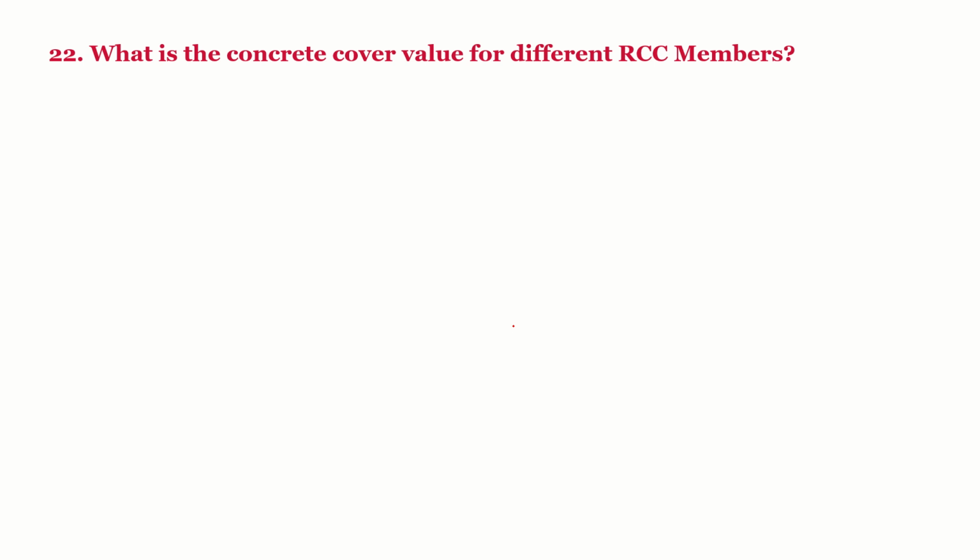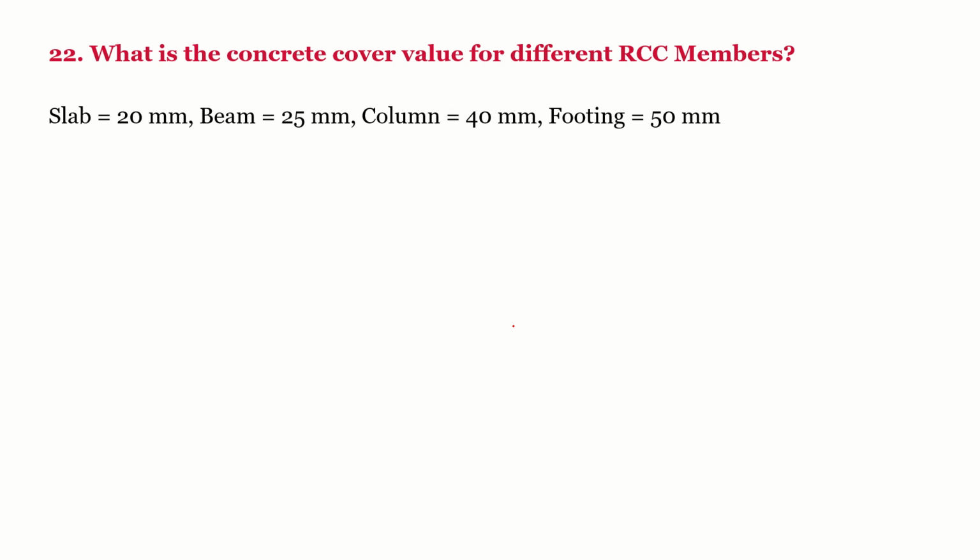Next one, what is the concrete cover value for different RCC members? For a slab, it is around 20 mm. This is the minimum cover, and it can change. So minimum is 20 mm for slab, 25 for beam, 40 for column, and for footing it is 50 mm.